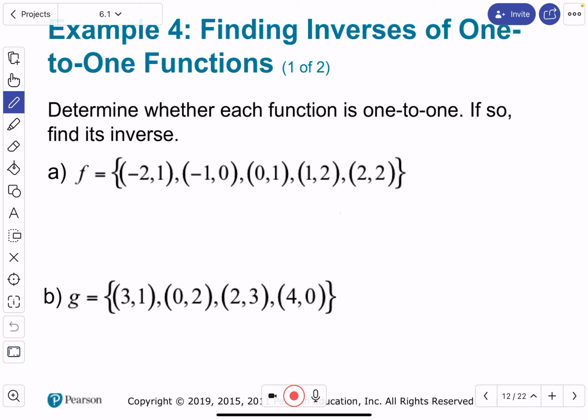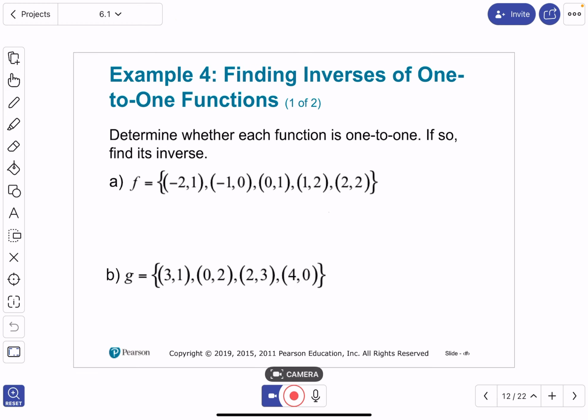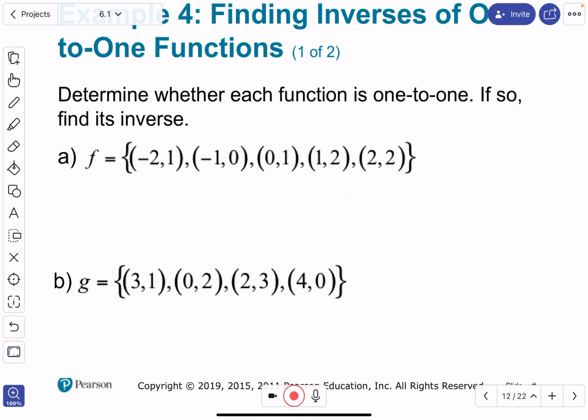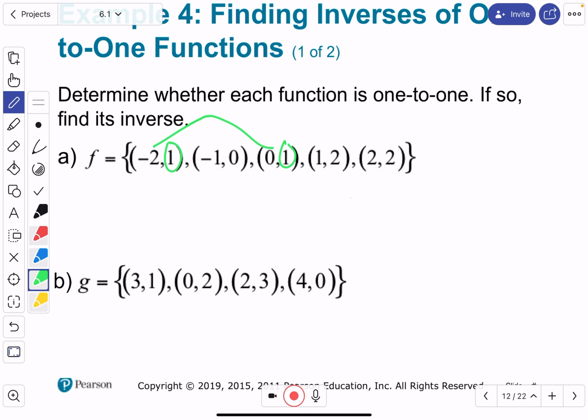All right, so let's decide here if these are 1 to 1, and if they are, find the inverse. Looking at A, we have two places where the y is 1, but our x's are different. So that tells us it's not 1 to 1. Maybe you notice these: the y's are the same, but the x is different. So that also proves it's not 1 to 1.